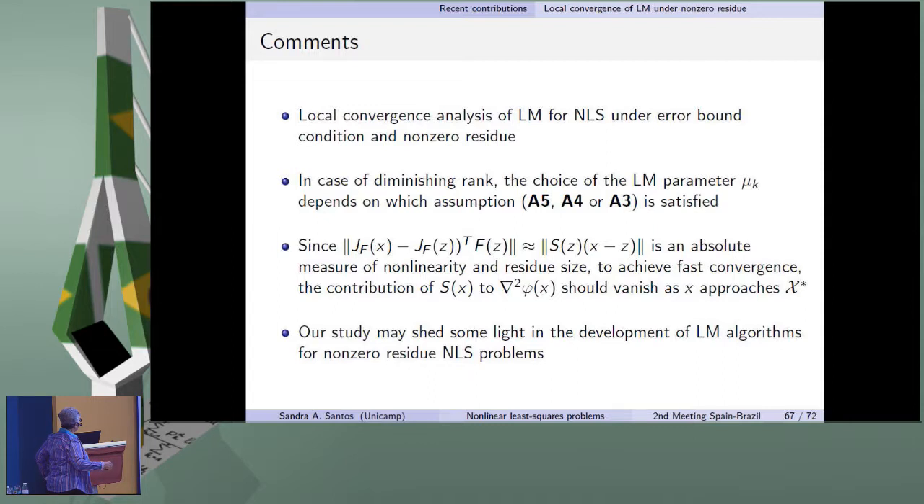Because this can be approximated in this way, we see that the importance of the second order derivatives term of the Hessian is really crucial for fast convergence, in the sense that as the sequence approaches the solution set, this matrix has to vanish, otherwise we cannot have fast convergence. And we hope that our study shed some light on the Levenberg-Marquardt algorithms for non-zero residual problems.